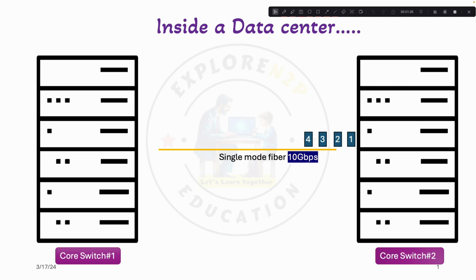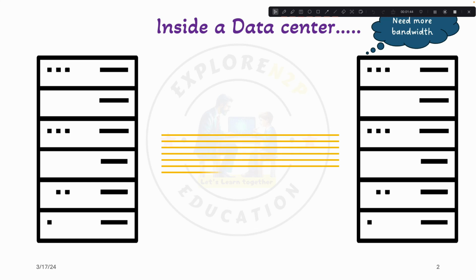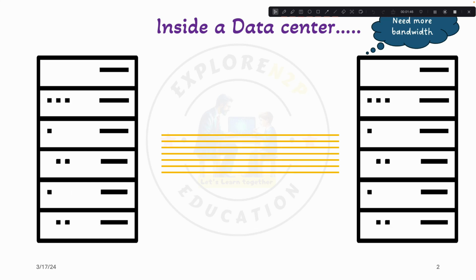Okay, let's see another scenario. Now the server requires more bandwidth. It requires data transmission in terms of petabits. A single fiber is not sufficient to cater to this bandwidth. So what we are doing is running multiple fibers between the two communication devices. For example, we can serve, say, two servers in the data center. Now each fiber has 10 Gbps of capacity or bandwidth.